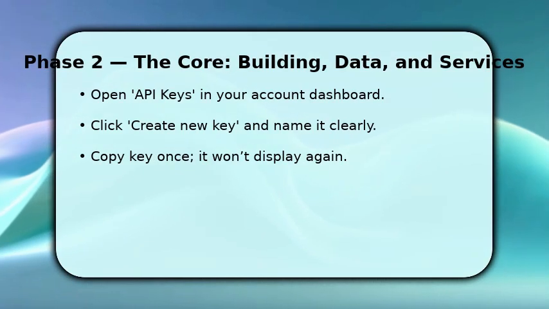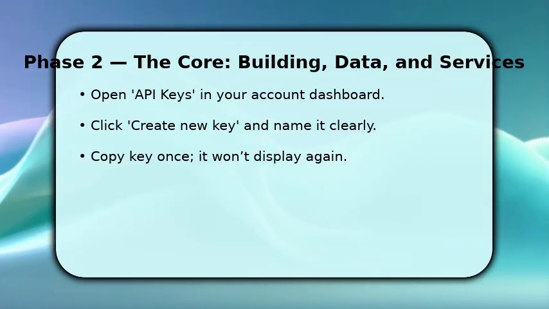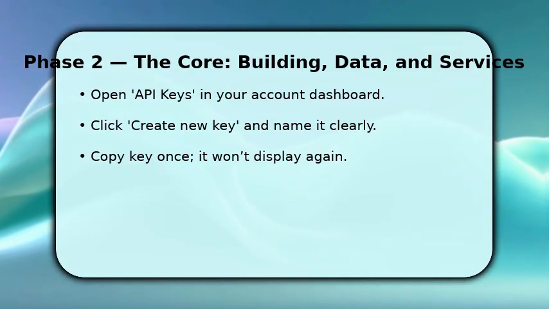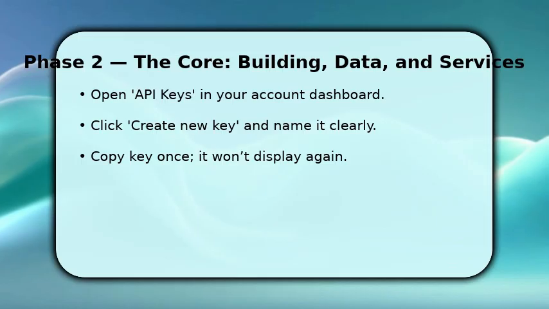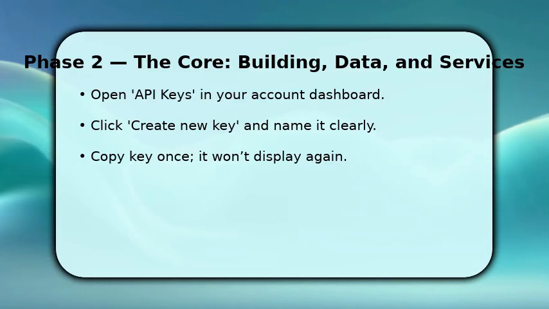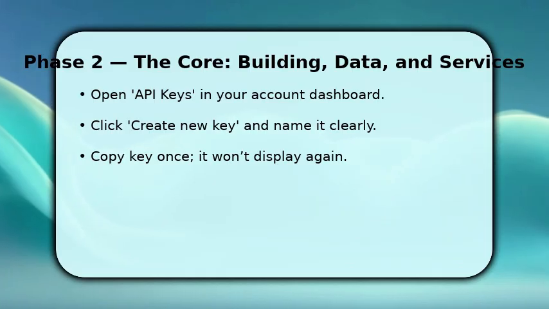Next, open the API keys area in your dashboard and click Create New Key. You should name the key descriptively. Think project or environment, so tracking is simple later. After creation, copy the key immediately because the platform will only show it once. Store it securely in a secret manager or encrypted note.